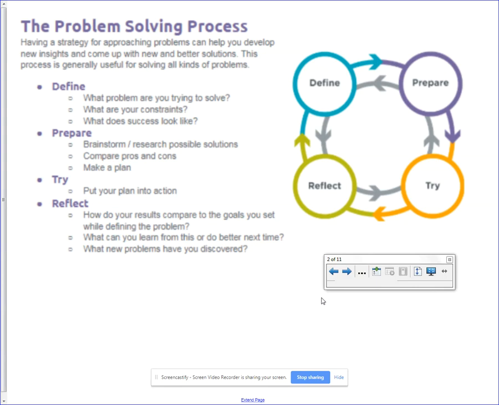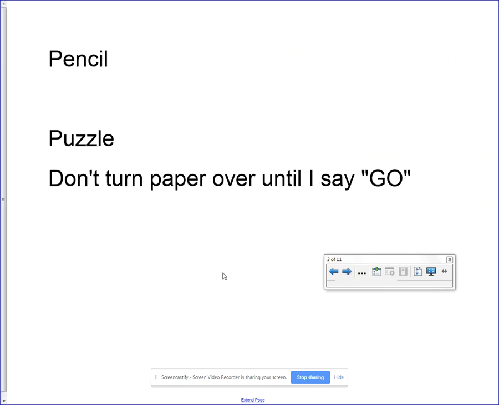So here's what I need you to do. I need you to get out something to write with, preferably a pencil. You are going to get a worksheet and it's going to be face down. All I'm going to tell you is that it's a puzzle. Don't turn it over until Mrs. Robinson says go. You're going to have about 2 minutes to test it and see how far you can get.